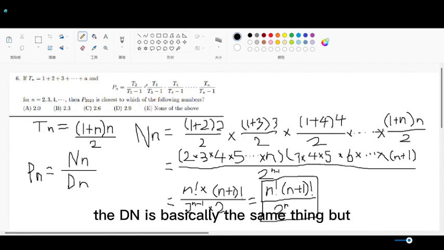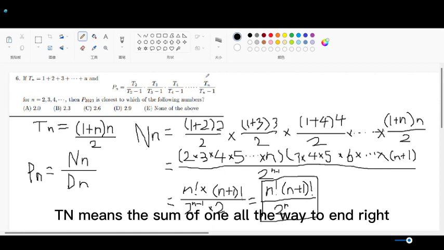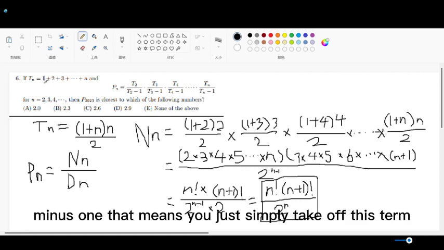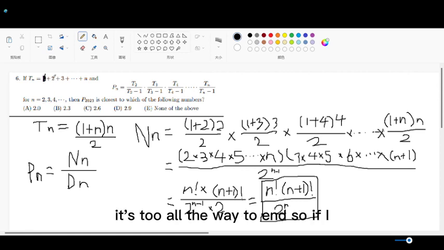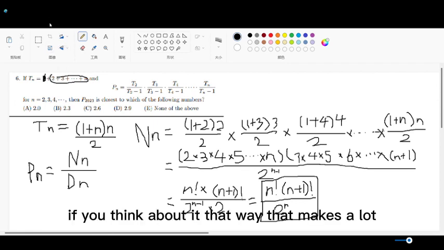The dn is basically the same thing, but it's minus 1 on every term. So let's think about it. What does this mean? What does tn mean? Tn means the sum of 1 all the way to n, right? So if you minus 1, that means you just simply take off this term. It's 2 all the way to n. If you think about it that way, that makes it a lot easier.